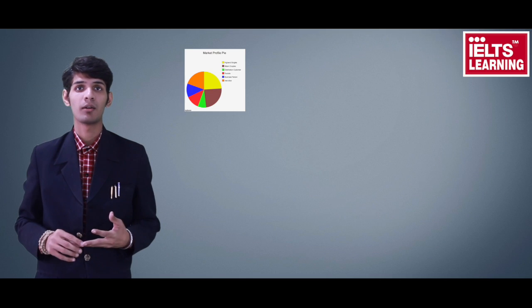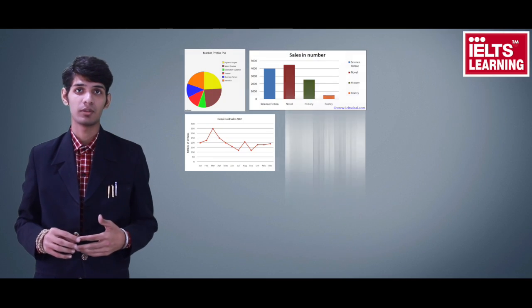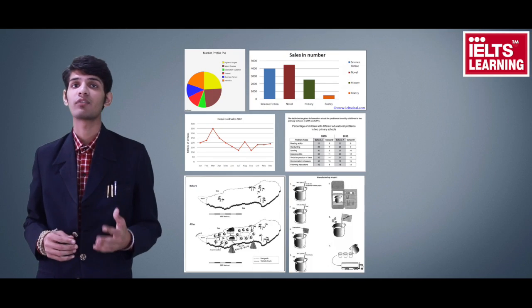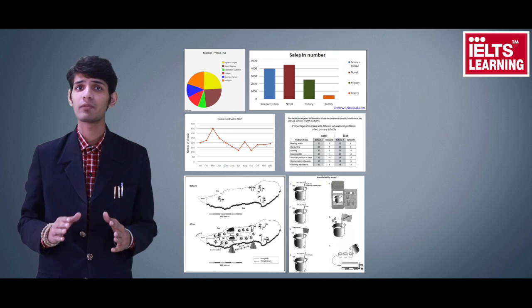So let's learn today about task 1 of academic. There are 6 types: pie, bar, line, table, map, and flowchart. Let me give you a hint. Bar, pie, line, and table, these we always use with past tense, past passive and past simple. And flowchart we always use with present simple and present passive.